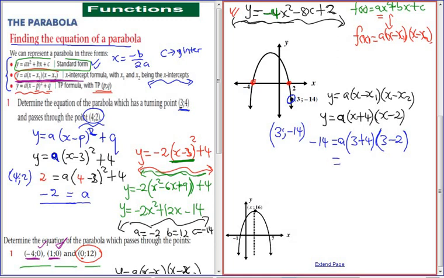3 plus 4, that's 7. 7 times 1, so this is still going to be 7, right? And this is -14 this side. And our a is -2, according to what we have here. So since our a is -2 here, we can now go and substitute it back into the equation.